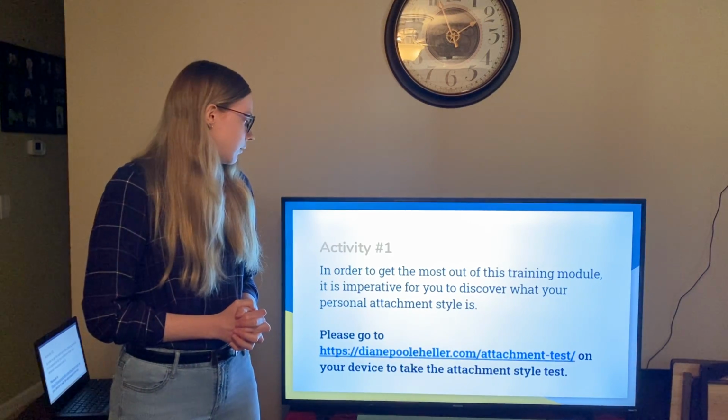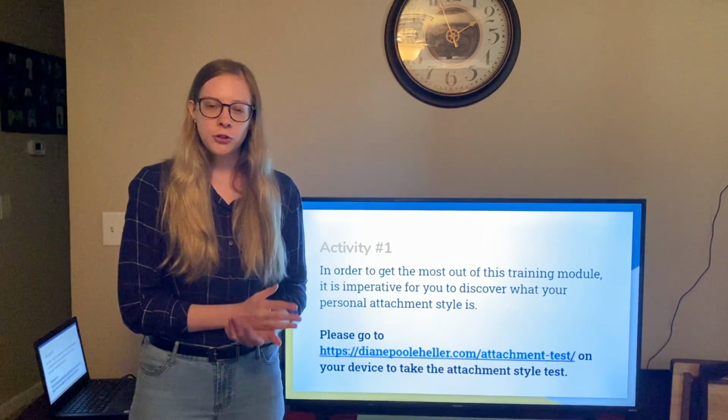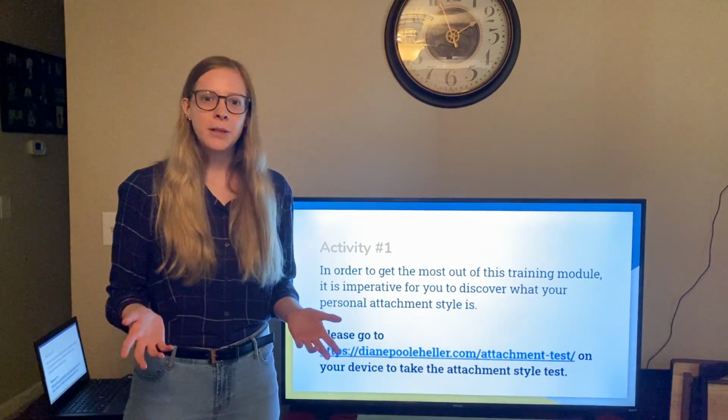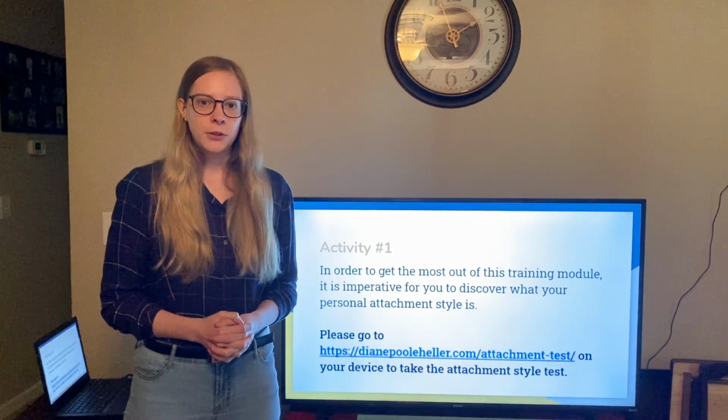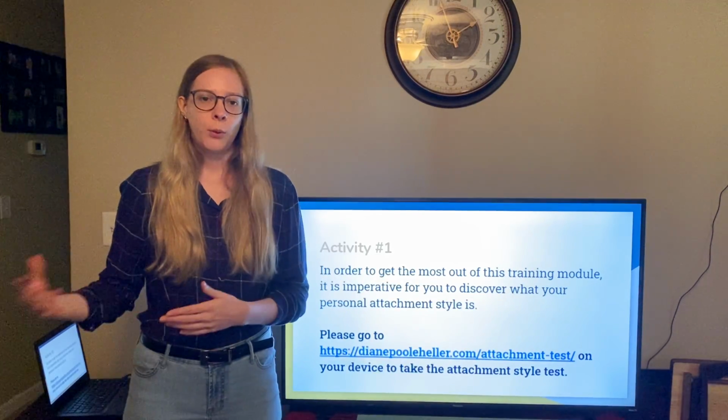And I just want to say that you're not stuck in one attachment style. Just because you take this quiz and it says you're anxious today doesn't mean you're going to be an anxiously attached person forever. Most people cycle through all of them at different points throughout their life.